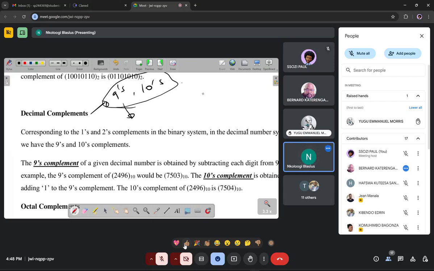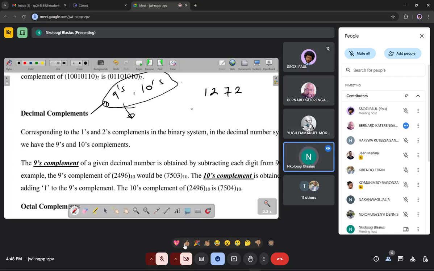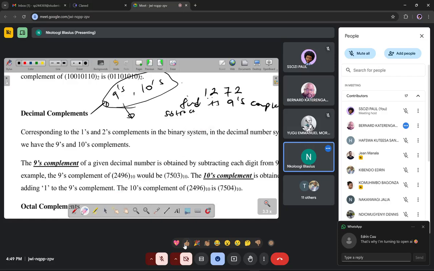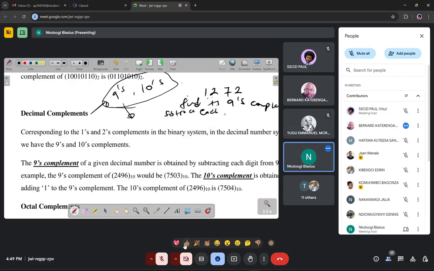So assuming we have a number like 1272, for you to get the nines complement, and someone tells you to find its nines complement, this would be the rule: subtract each digit from a 9, and then the answer would be the 9's complement.